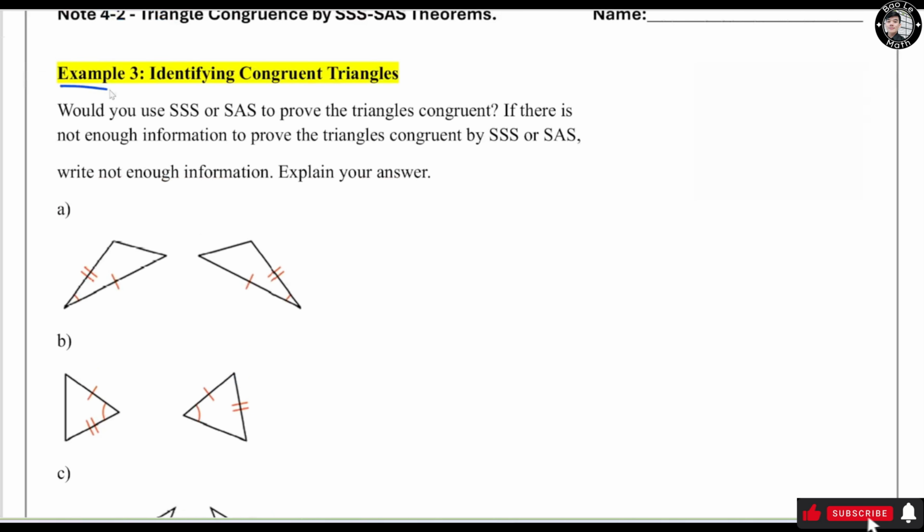Now, example number 3. Identify congruent triangles. Would you use SSS or SAS to prove the triangles congruent? Now question A. We have this side length right here congruent to this side length, right? We have this angle right here congruent to this angle, and we have this side congruent to this side. So these two triangles are congruent by SAS, right? Because two pairs of corresponding sides and their included angles are congruent, right?